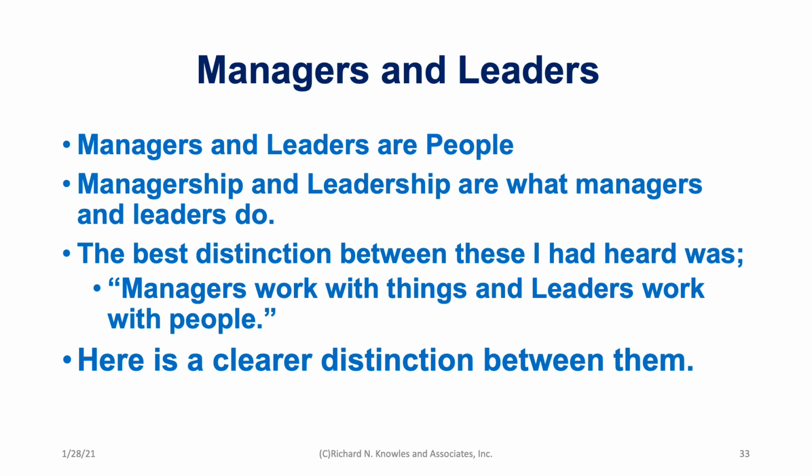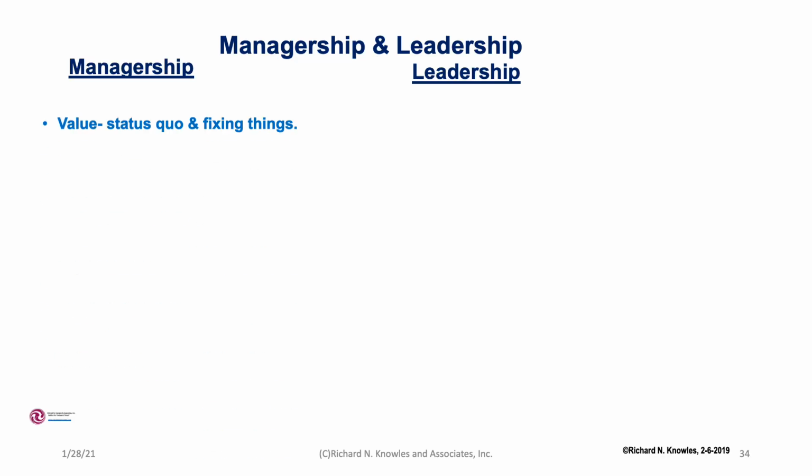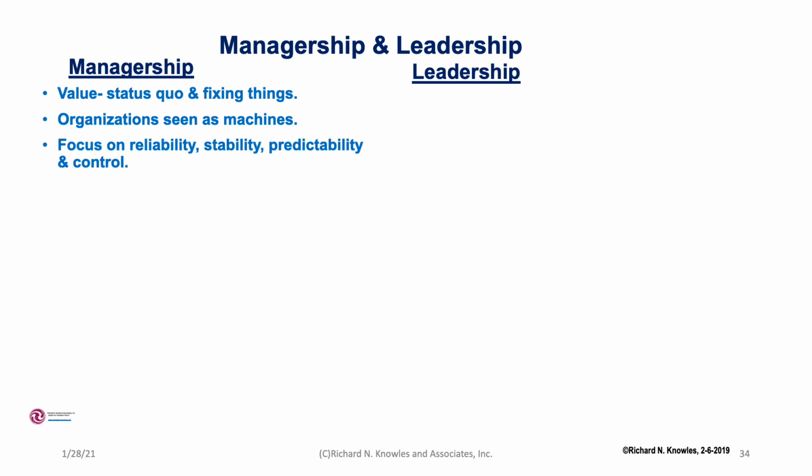So recently I was able to develop a clearer picture of what I'm talking about when I use the word manager or managership and leader and leadership. In managership, the managers focus on the status quo and fixing things. They want to have stability. Things need to be running smoothly. The organization is seen as a machine. All the parts are together. We go from A, B, C, D and get good results. Their focus is on reliability, stability, predictability, and control. I want that when I'm riding in an airplane.